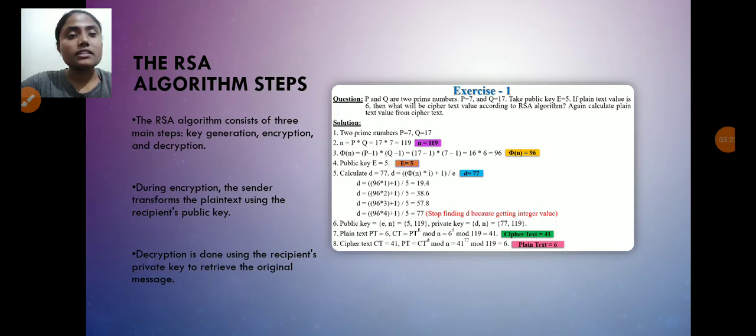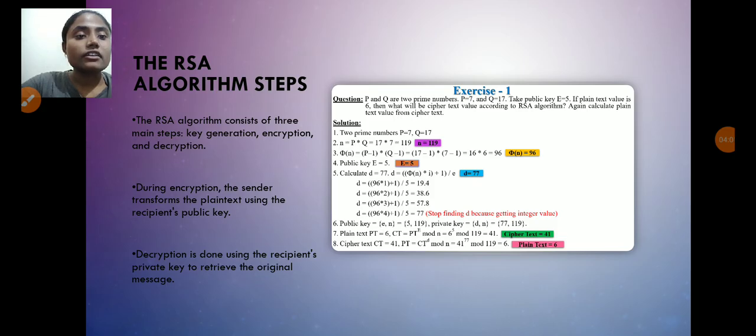So the solution is, as mentioned in the question, the two prime numbers are P equals 7 and Q equals 17. The modulus n equals P into Q, that is 17 into 7, which equals 119. Phi of n equals, there is a formula, P minus 1 into Q minus 1. When we substitute 17 minus 1 into 7 minus 1, we get 16 into 6, which is equal to 96. The public key, as mentioned in the question, E equals 5.